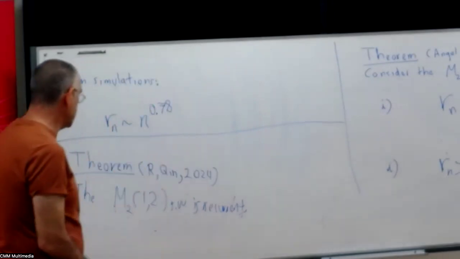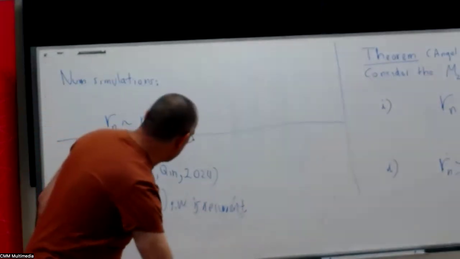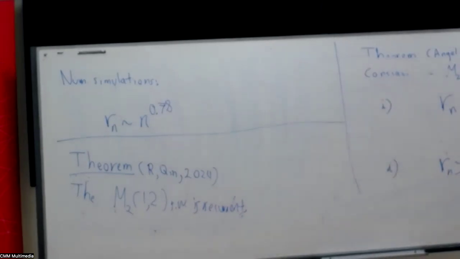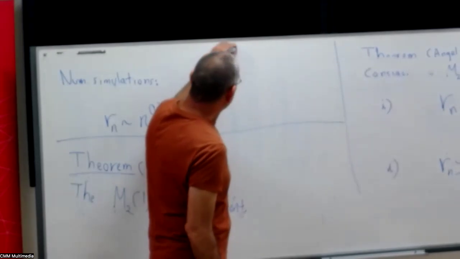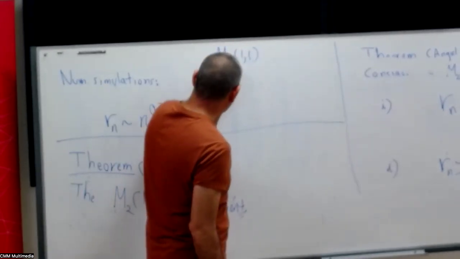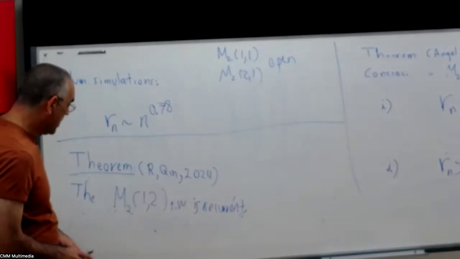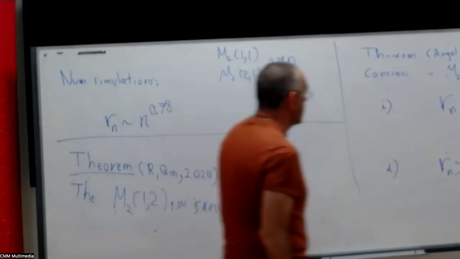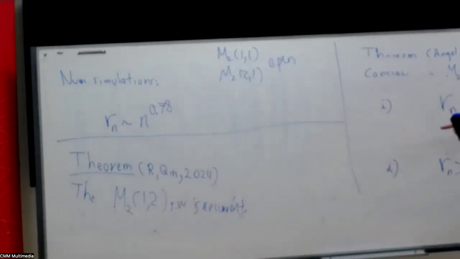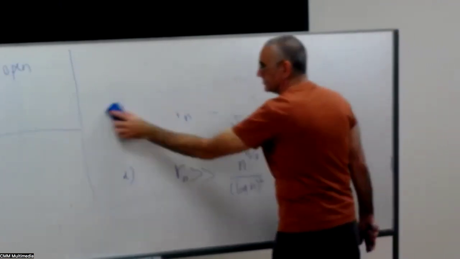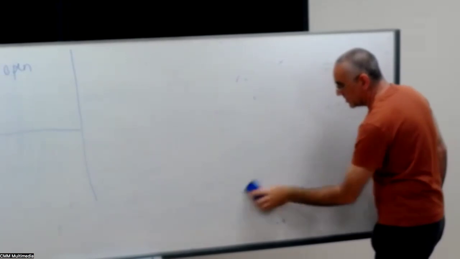So this is the first recurrent case that has been proved. The others are open. Maybe I'm not sure which proof I will explain more, but let's see. Maybe I can give a little bit of idea about the proof of the last one, and I can explain it.